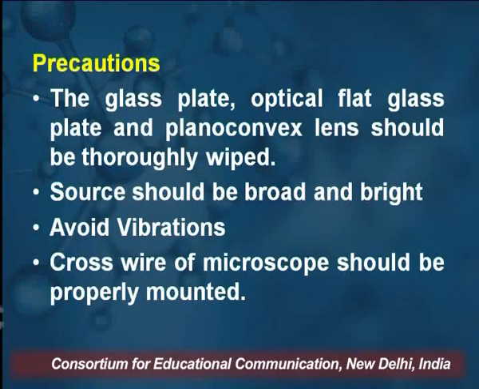What are the precautions when we are doing this experiment? The optical flat glass plate and the plano-convex lens should be thoroughly wiped. The source should be broad and bright because we are dealing with interference by division of amplitude. The main point is to avoid vibrations, otherwise we cannot get the exact reading of the ring. The crosswire of the microscope should be properly placed on a particular ring so that we can calculate its diameter. Throughout the experiment, the horizontal slow motion of the microscope should be turned in only a single direction to avoid backlash errors.